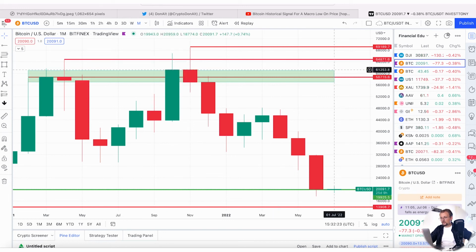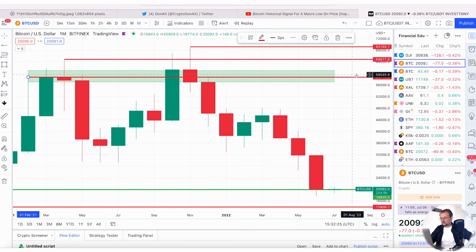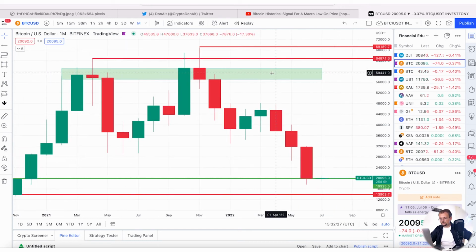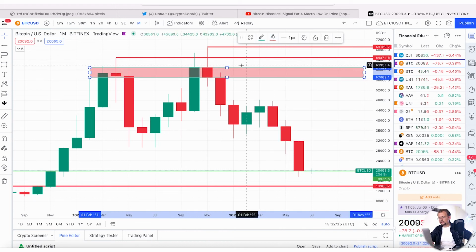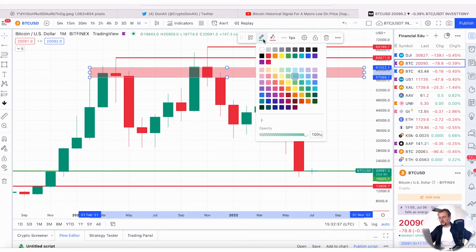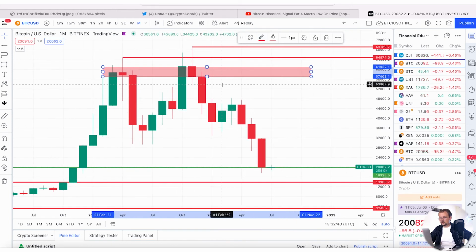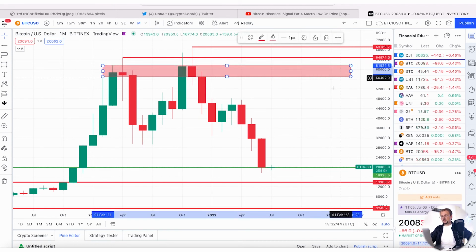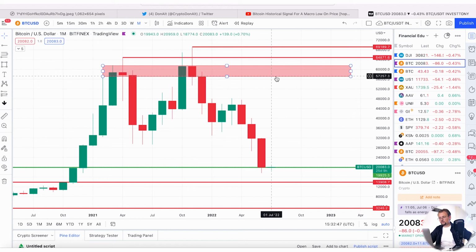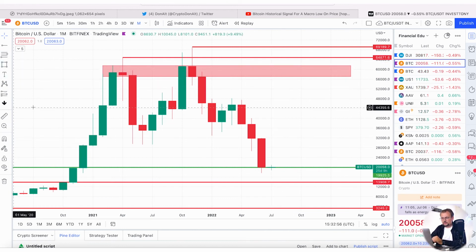So to clear things up, we will get rid of those two levels since they're part of our zone. We can extend the zone into the future a little bit, and we should probably change the color to red, since it's now sitting above our price, and that's a resistance for us. Next time Bitcoin goes up, we should be looking at the area between 57,000 and 61,600.